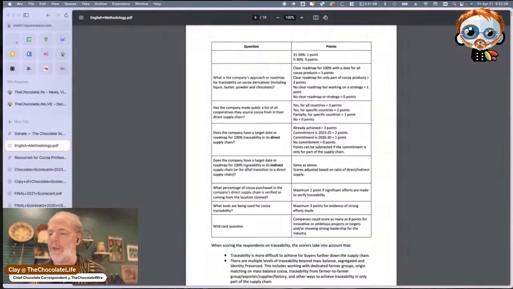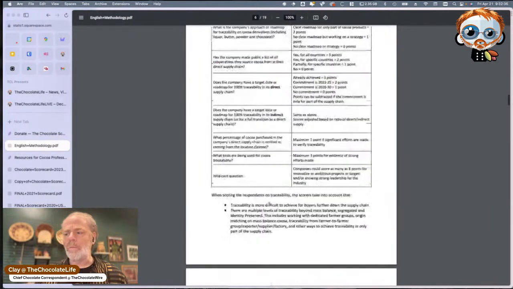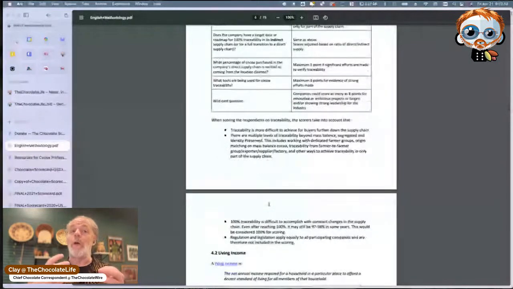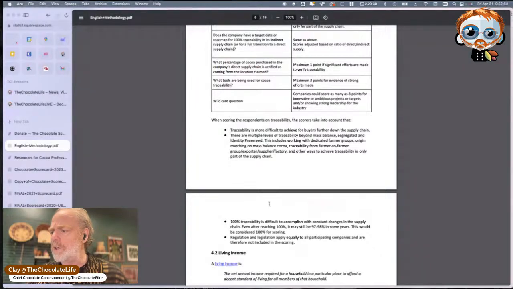So just how much of this commitment contributes to the score, I suppose, is a way of thinking about it. That I think is missing from here. We've got one number. We don't know what's rolling up into that number. And for me, just having this one number, there are lots of challenges associated with accepting it as being true. So they also indicate here, interesting, there are multiple levels of traceability beyond mass balance.